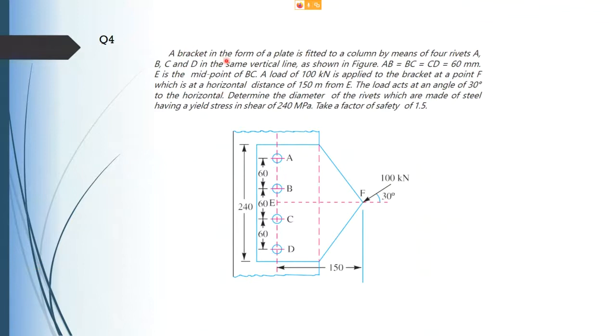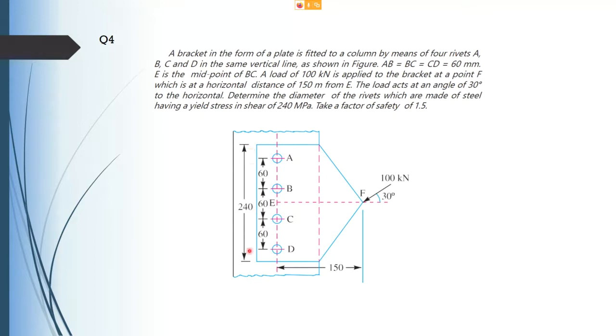Okay, a bracket in the form of a plate is fitted to a column by means of 4 rivets A, B, C, and D in the same vertical line as shown in the figure. Now AB, BC equals CD, which is all 60 mm here. So this is your rivet A, B, C, and D.